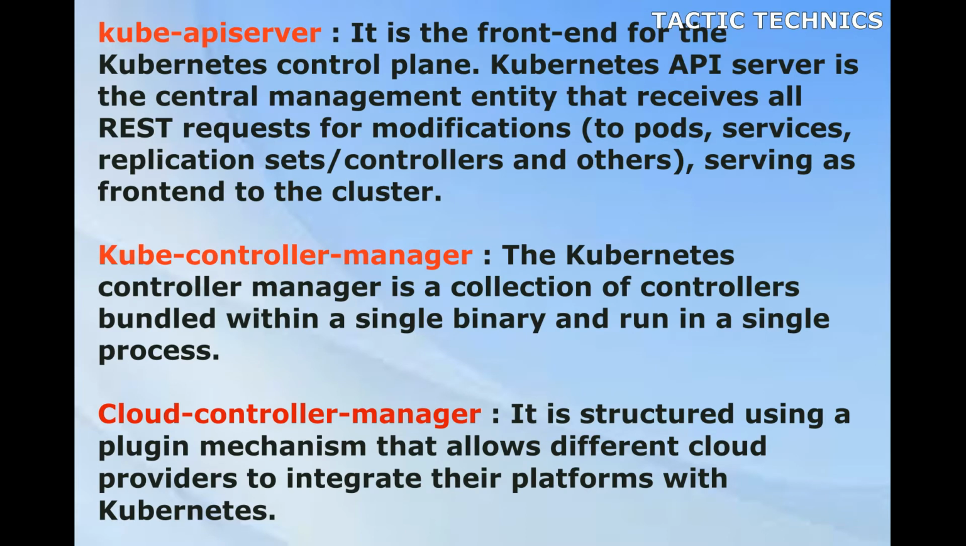Kube API server is the front end for the Kubernetes control plane. The Kubernetes API server is the central management entity that receives all REST requests for modifications to pods, services, replication sets/controllers and others, serving as the front end to the cluster.